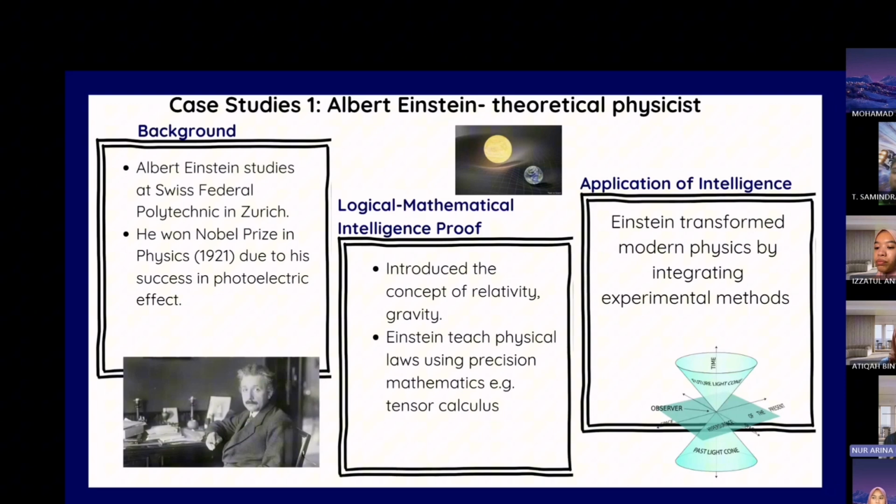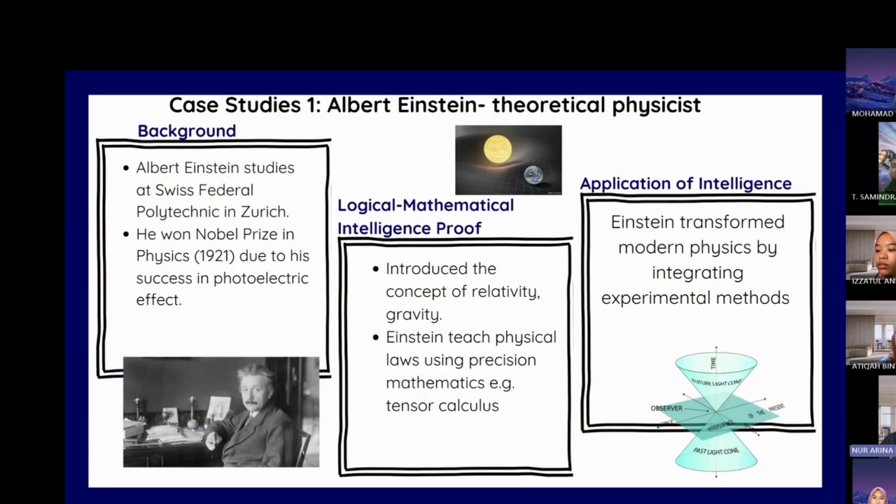We can take a look at our case study. First is Albert Einstein. He was a theoretical physicist. Albert Einstein studied at the Swiss Federal Polytechnic in Zurich. He won a Nobel Prize in Physics in 1921 due to his success with the photoelectric effect.